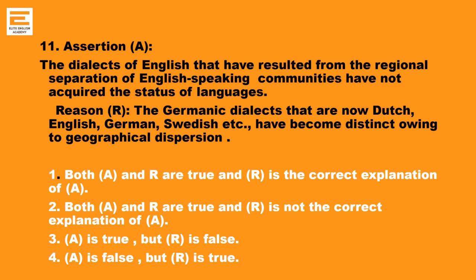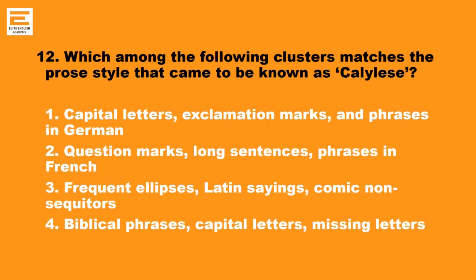So the first thing is some dialects did not assume the official status. The second one is because of geographical dispersion, certain languages have become distinct languages on their own. So we have to go for option 2. We have to be very careful with the questions like assertion and reason. Next one.